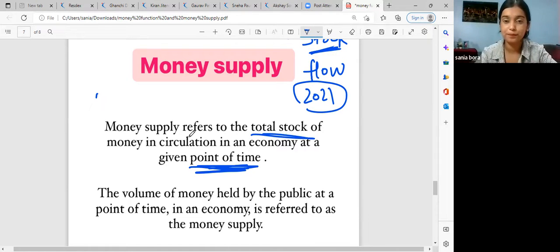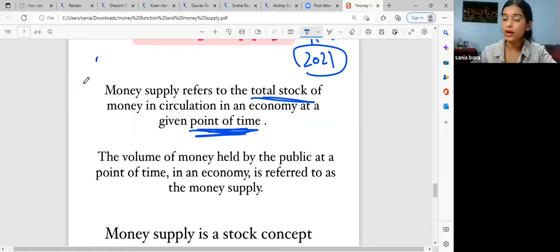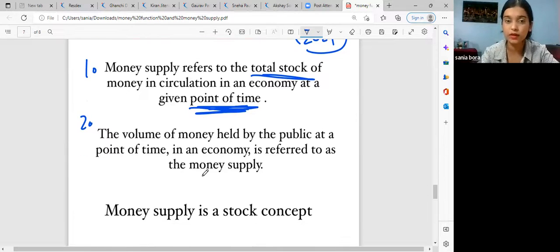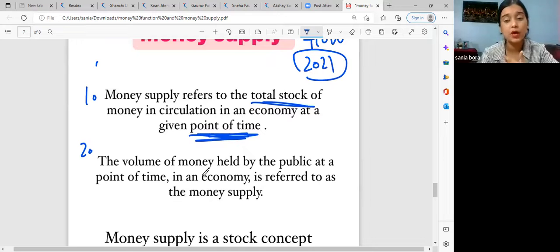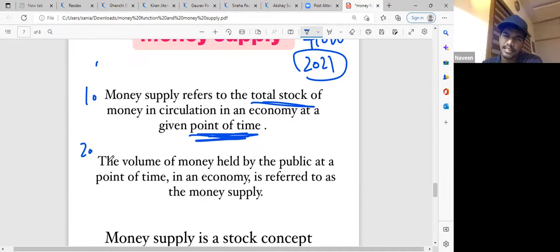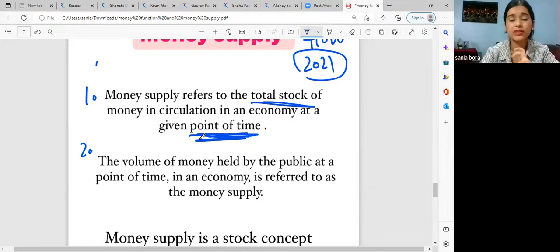And this is the first one. You can either write the first one or the second one. I'm just explaining you the second one. Whichever you feel is easy, you can go for it. Both have the same meaning. Only there is a change of words, right?